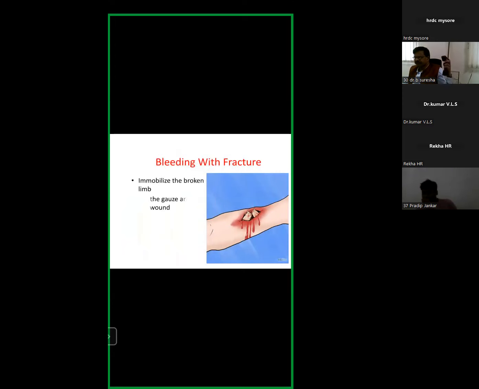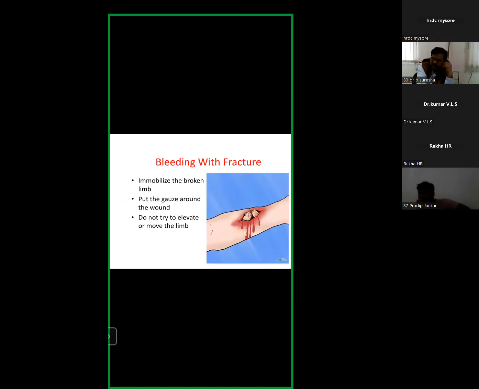And there are conditions like bleeding with a fracture. If you can see the picture here, it's very clear that the broken, fractured ends are there. In such a situation, what can be done is a simple thing. It is not about medical science, it is about simple knowledge to prevent aggravation. The primary aim of the first response is to prevent aggravation, to help recovery and to preserve life.